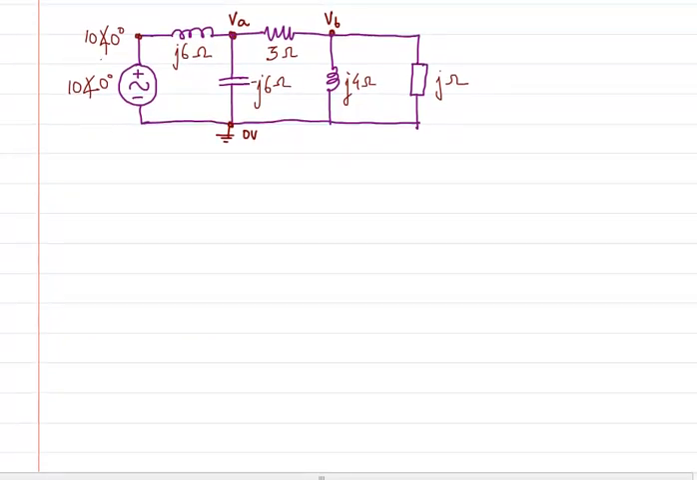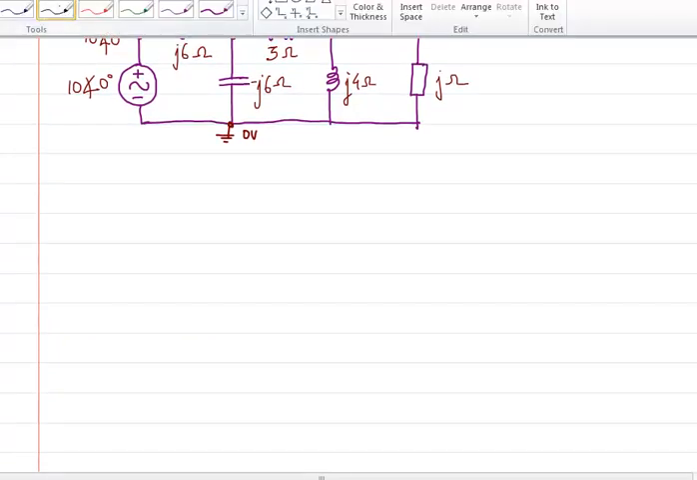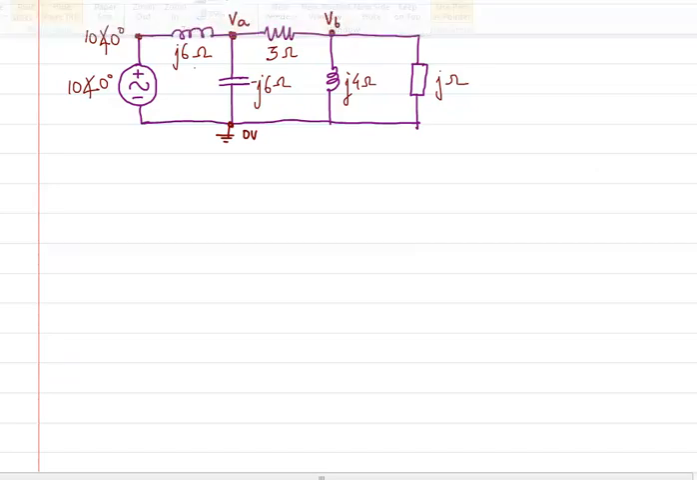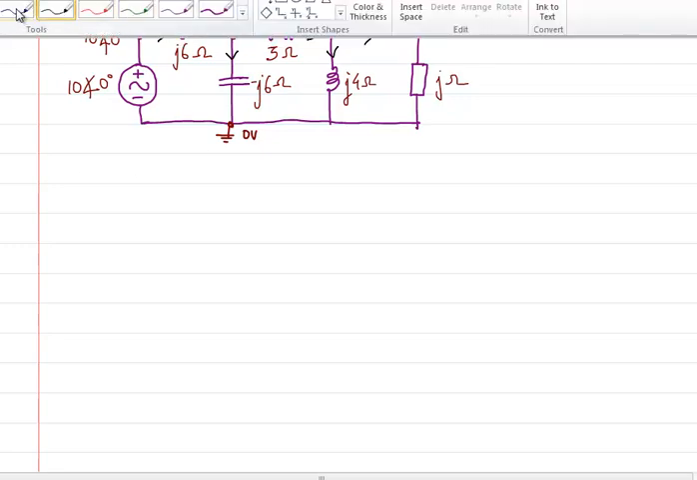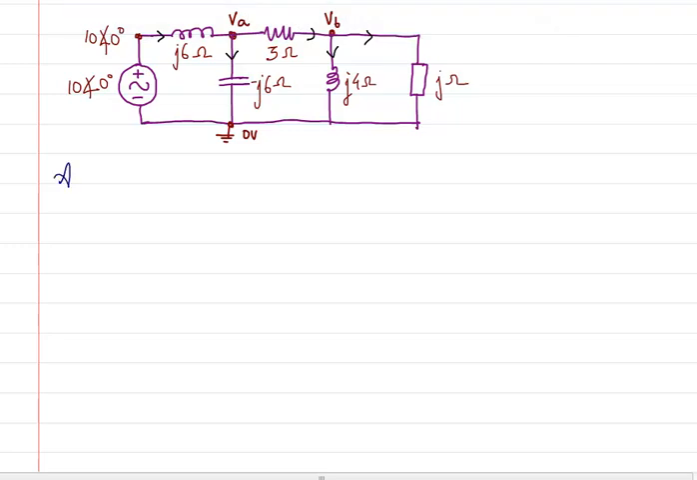Okay, so now this is the question, and now we have to write the direction of the current. Arbitrarily I am going to draw the direction. We can draw it in any direction that we want, that I have already told. Now we continue with the answer. Applying KCL at node A, what will we get?